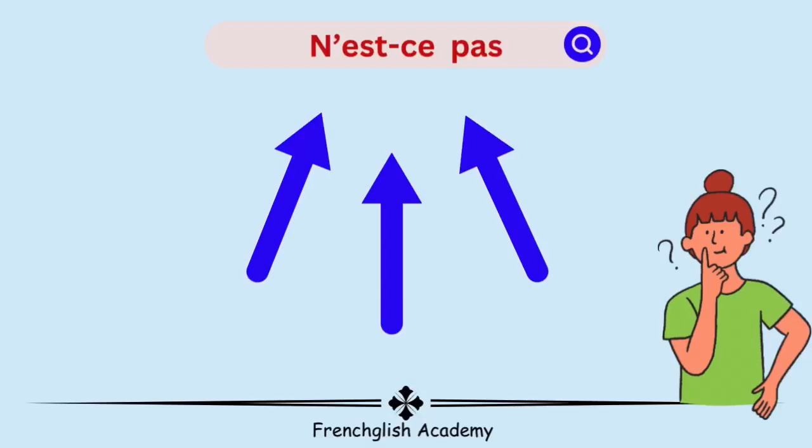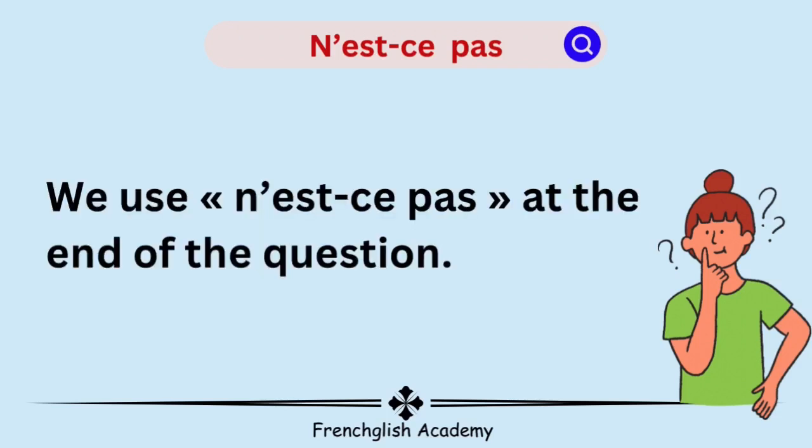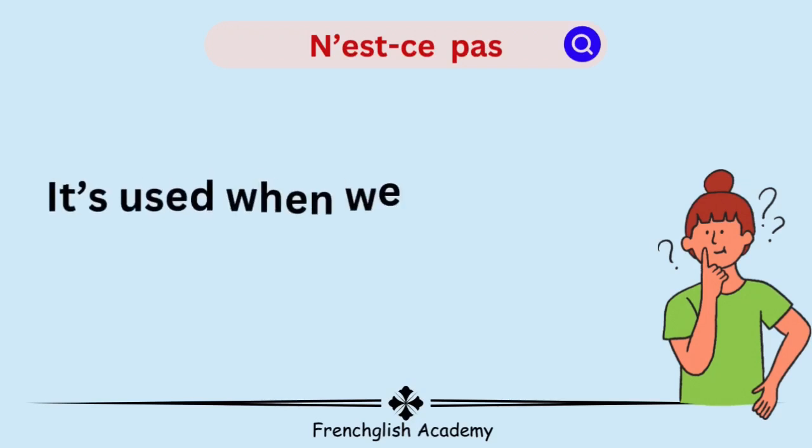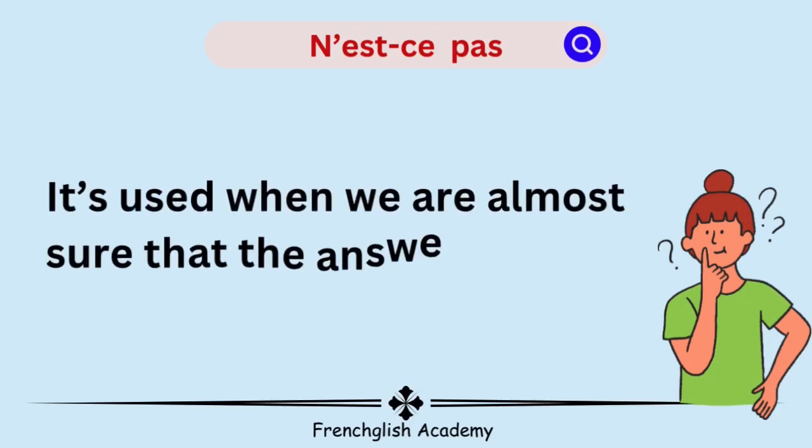The second question form is using n'est-ce pas? We use n'est-ce pas at the end of our question. It's used when we're almost sure that the answer is yes. In English, it's like, aren't you? Isn't she? Isn't it? All of them are used at the end of our questions.